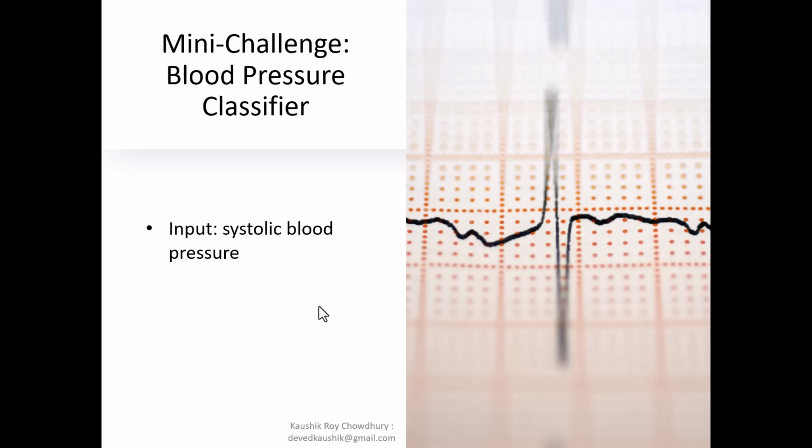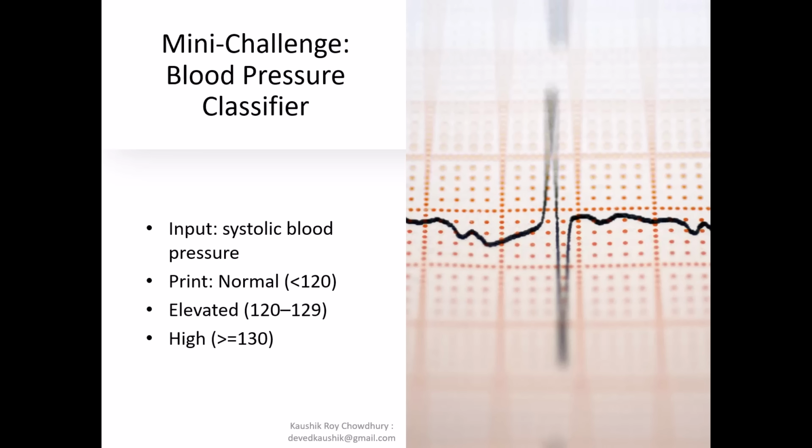Input is systolic blood pressure. Print normal if less than 120, elevated for 120 to 129, high if greater than or equal to 130. Your input is invalid if less than or equal to 0, and this is very similar to the negative, 0, positive challenge, but framed for a more data-oriented scenario. Give it a try in your notebook.